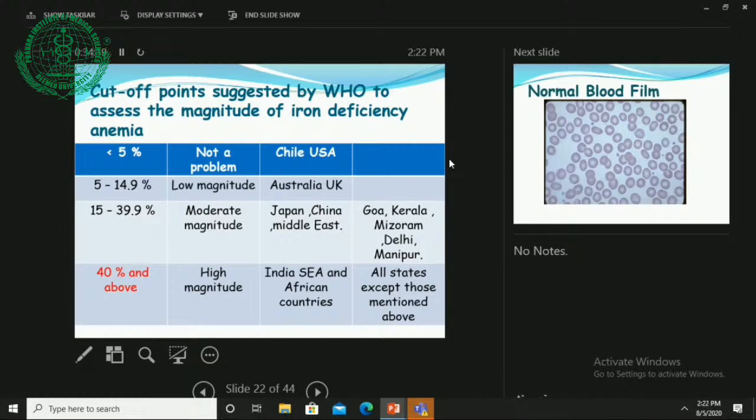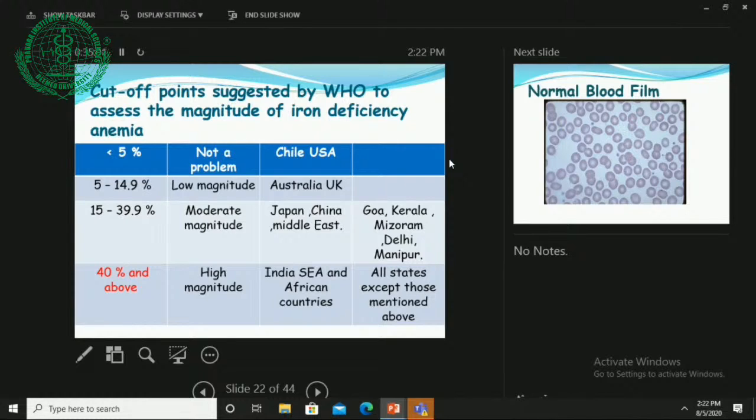Now if the prevalence is between 5 to 15%, you consider the problem as one of low magnitude, and Australia and UK are in this range. The third range is prevalence between 15 to 39.9%. If prevalence is in this range, you consider it a problem of moderate magnitude. Japan, China and the Middle East are countries where the problem is of moderate magnitude.